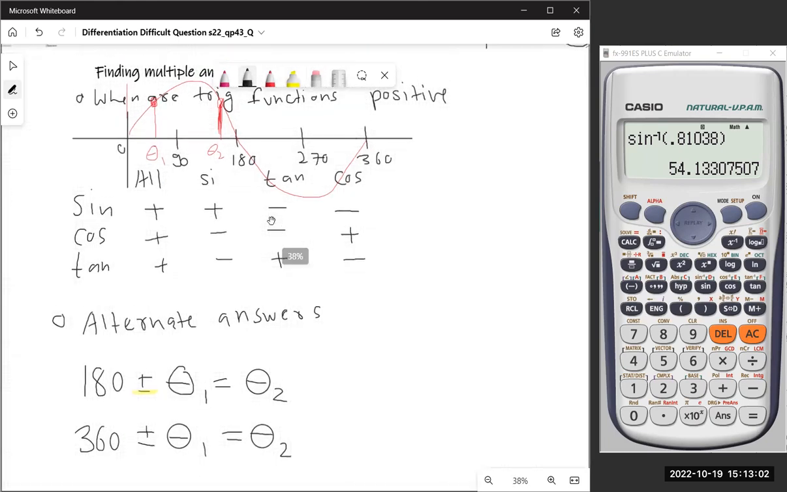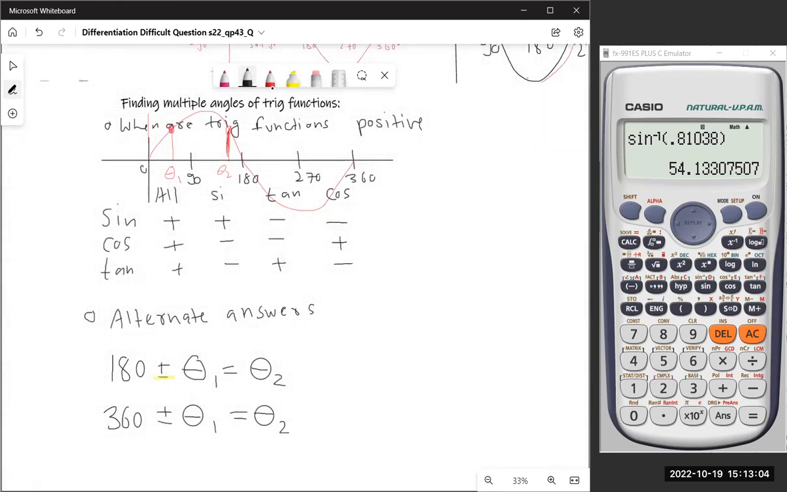Now, next thing we have is, if I tell you Manvi, on this graph, one of my answers is not here. Perhaps it is, let's say, here. And I'm looking for the next answer. So theta 1 is between 180 to 270, and I'm looking for the next answer. What do I have to do?